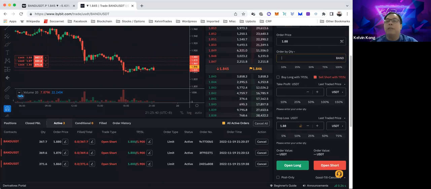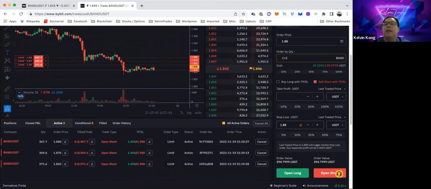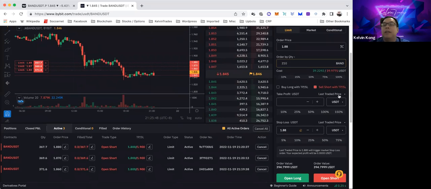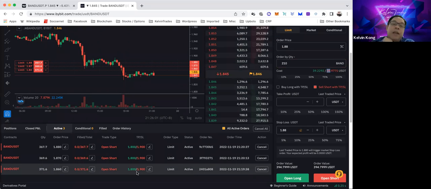Okay, so you see that my total I'm risking is 210, based on 10x leverage. That means if I were to get liquidated, I will only lose $39, because this is my cost. So obviously, if I get stopped out at my stop loss, I will lose less than $39.